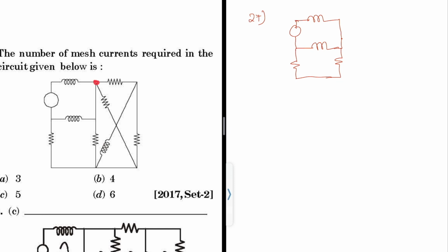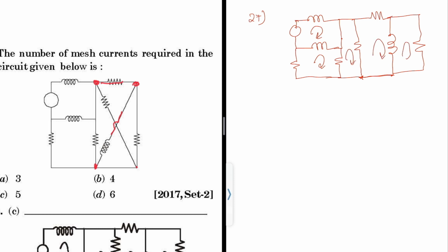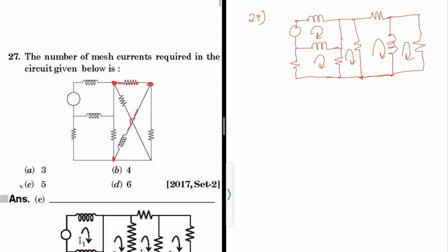This point, actually this is not a junction, it is like this. These two are not connected. So this point and this point, both are the same. So I can connect this resistance like this, right? And this resistance plus this point and this point, right? So I can connect the inductance like this. Now this and this, I write the resistance like this. So if you observe how many loops: 1, 2, 3, 4, and 5. So the number of mesh currents will be 5.